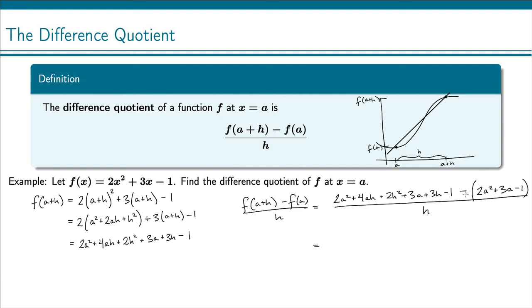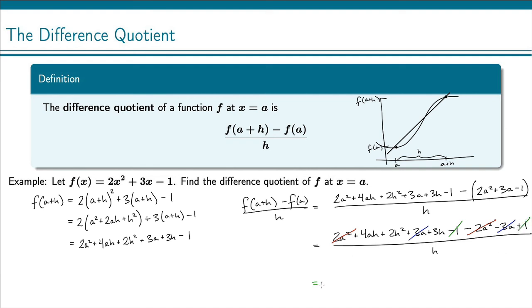Now, I can distribute this negative into those parentheses, and then I'll be able to see that there's a lot of things here that are going to cancel out of the numerator. And that should generally be the case when you are doing the difference quotient. So I have minus 2a squared minus 3a plus 1. And that is all over h. Now I can find the things that cancel. Notice that I have a 2a squared and a minus 2a squared, so those are gone. And I have a plus 3a and a minus 3a, so those are gone. And I have a minus 1 and a plus 1, and those are gone.